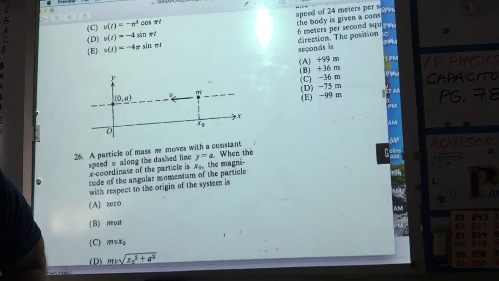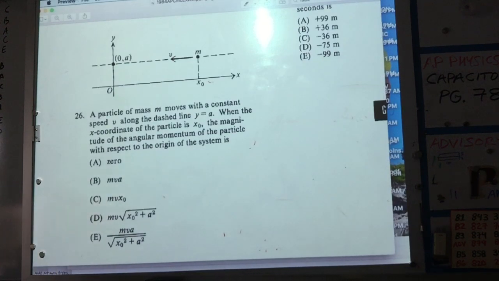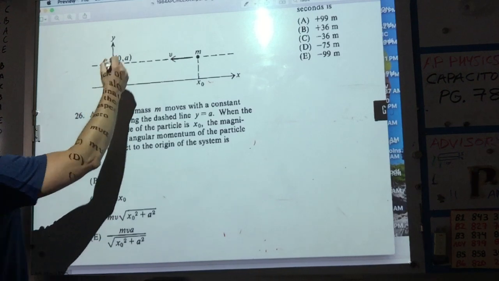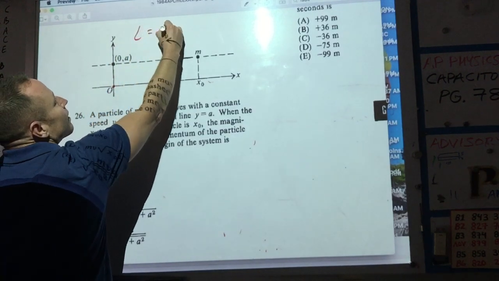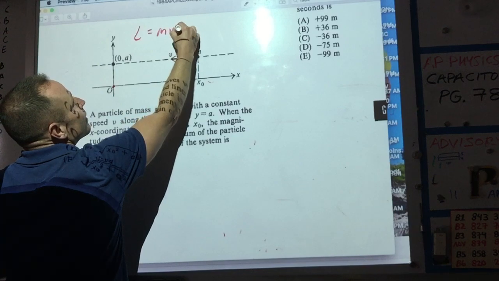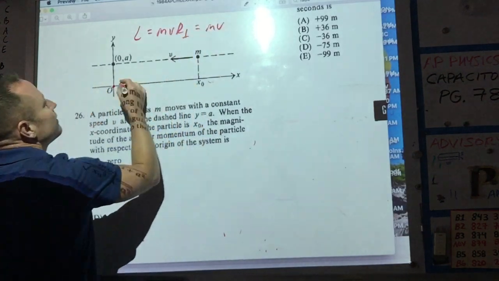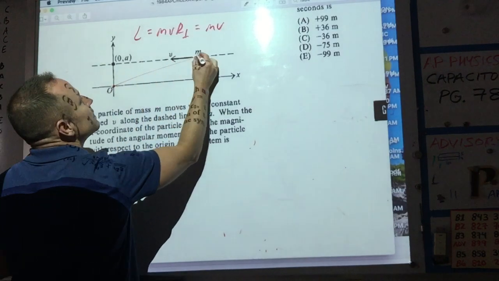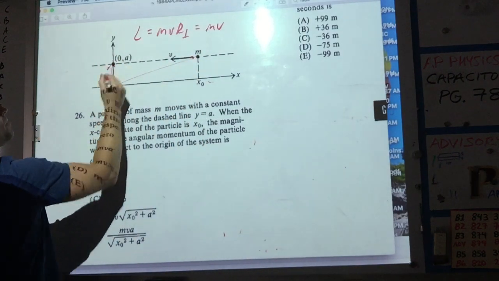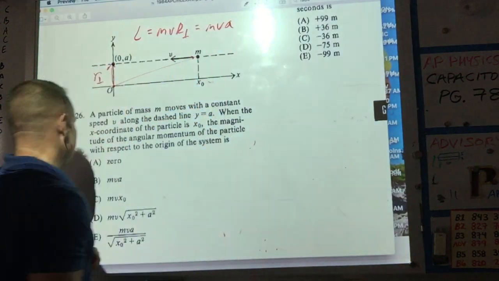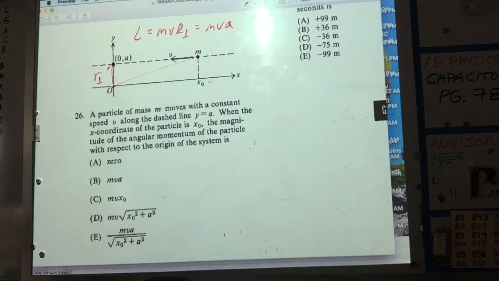26. What's happening here? Let's see. Constant speed along this line. Magnitude of angular momentum with respect to the origin. Okay, this is the origin. So angular momentum is m v r perpendicular, but this way is probably the easiest. It's just going to be m v, and the only part that matters is the perpendicular part of r, which is a. So it's going to be m v a. So 26 ought to be B.